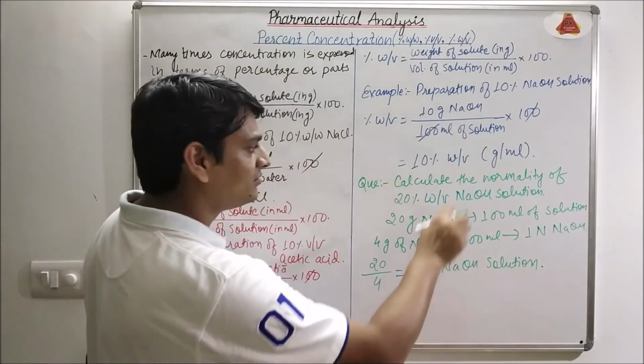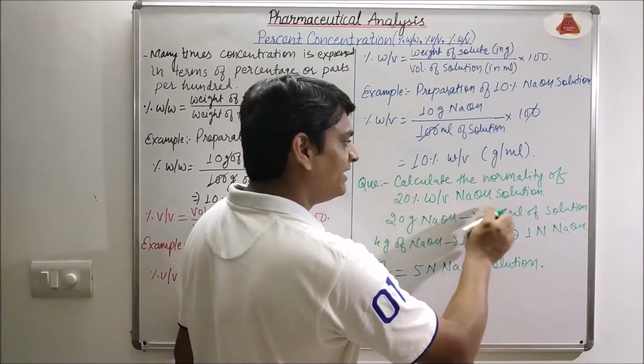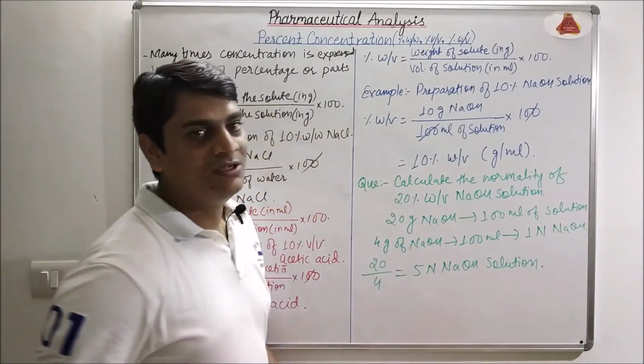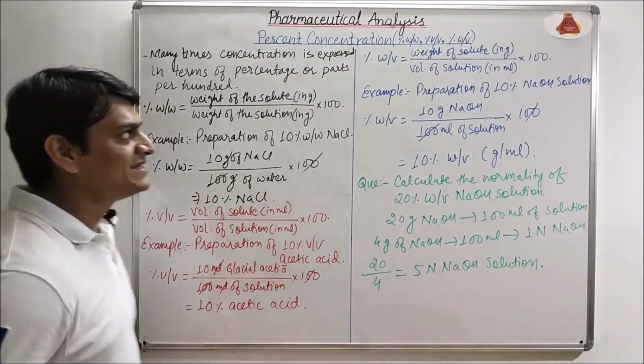So this is our answer. Normality of 20% weight by volume NaOH solution will be 5 normal. So this is the details about percent concentration.